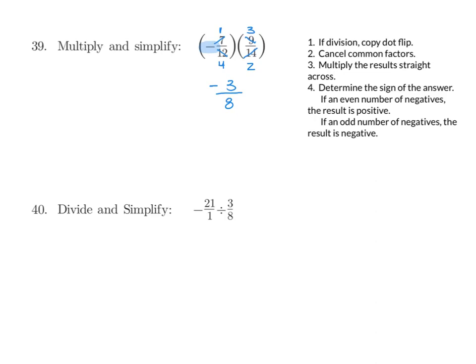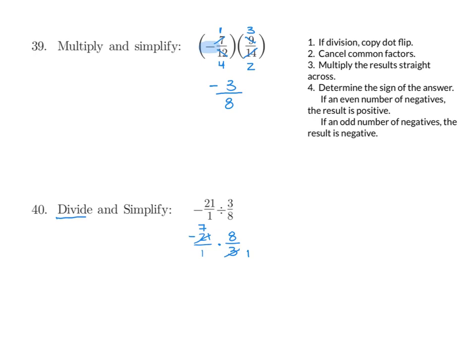All right, for problem 40, the first thing I want to do is copy dot flip since this is a division problem. If we copy dot flip, we get negative 21 over 1 times 8 over 3. All right, we go ahead and cancel. 21 and 3 are both divisible by 3. We get 1 and 7. And that's all I can cancel out.